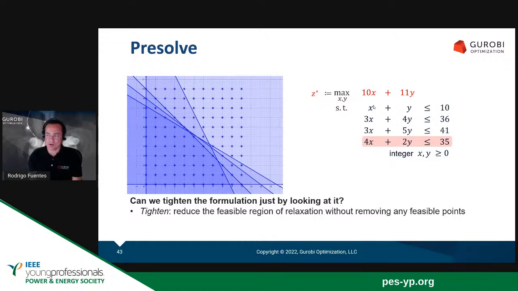One thing that we can notice in this constraint is that because the variables, x and y, are integer, and they're both multiplied by even numbers, we know that the summation of those two variables multiplied by even numbers has to result in an even number. So that constraint can be made a little more compact by turning 35 down to 34, because we cannot achieve a value of 35 with the conditions that we have on the left-hand side.